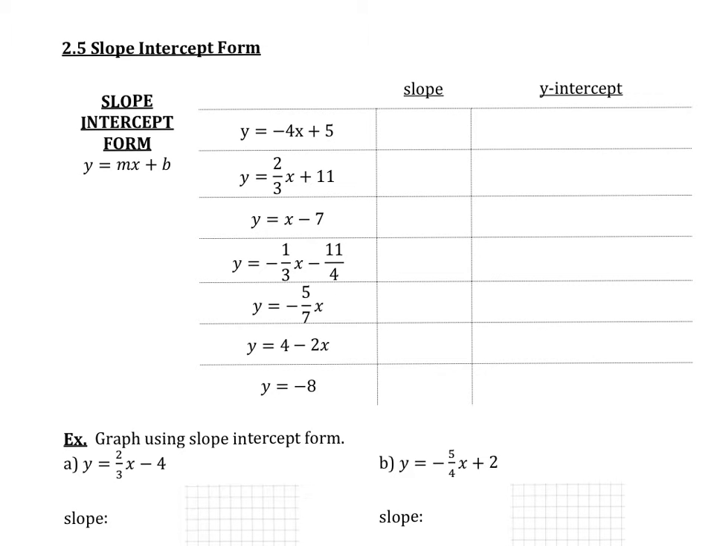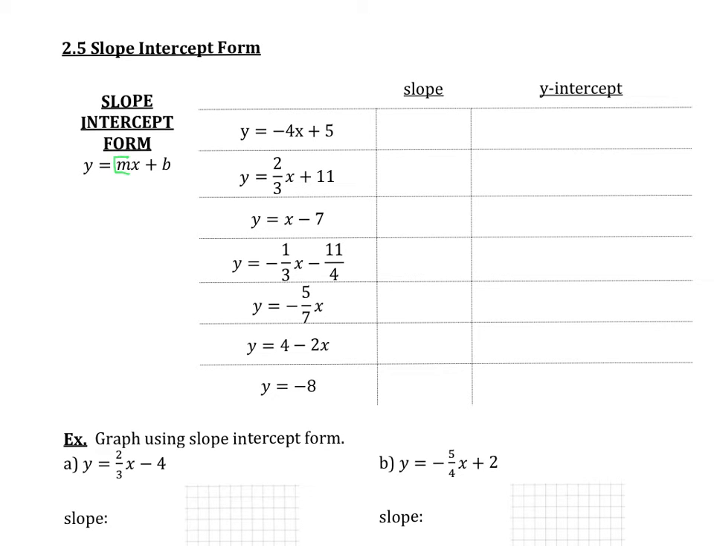Okay, today we're going to cover the slope-intercept form for a line. The great thing about slope-intercept form is it's a really easy way to graph a line, and it's called slope-intercept because in the equation you can tell what the slope is and what the y-intercept will be. We often write slope-intercept form as y equals mx plus b.